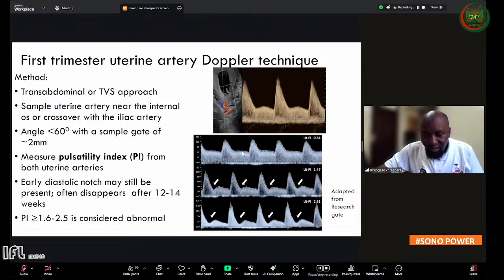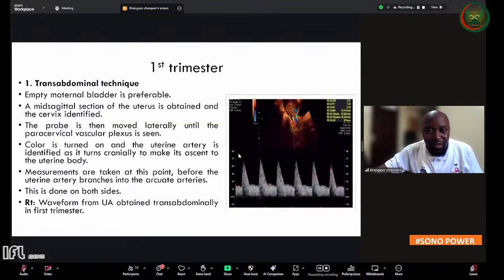waveform that has a very low resistance waveform, as shown by the lack of the diastolic notch and the increase in the amount of blood that is being pulled depending on the site that is being supplied.